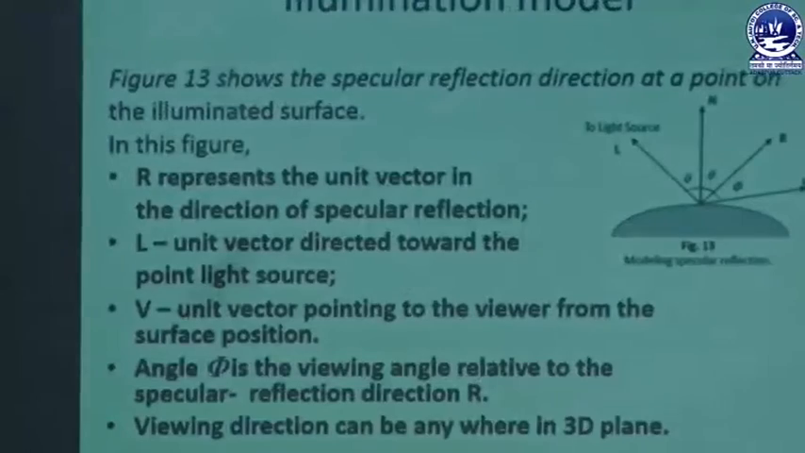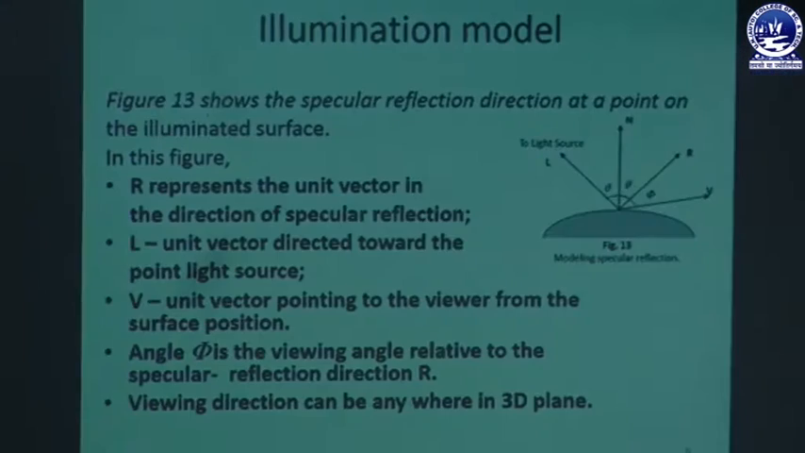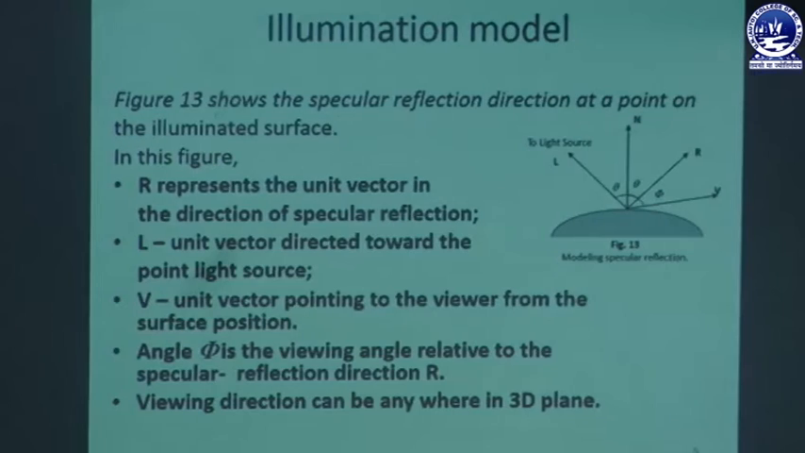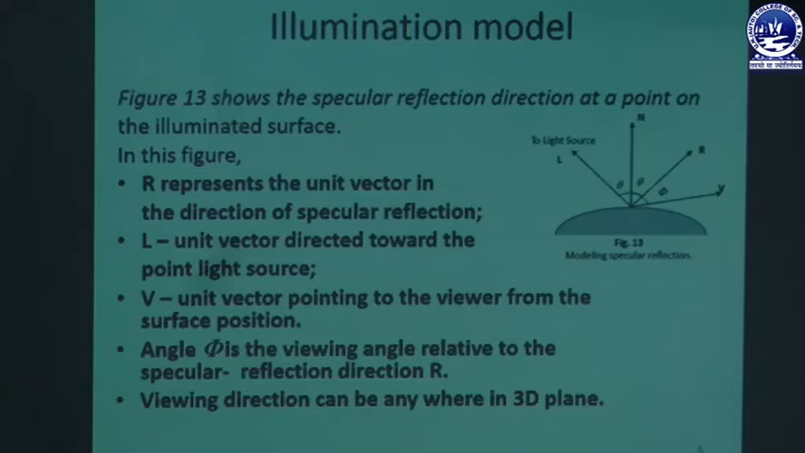Okay. So now we go to our next concept, that's the mathematical illumination model concept. That means, what are the components required for calculating the intensity of the light sources from the given object.